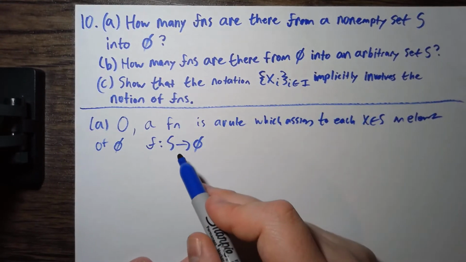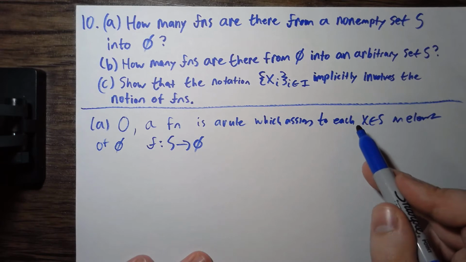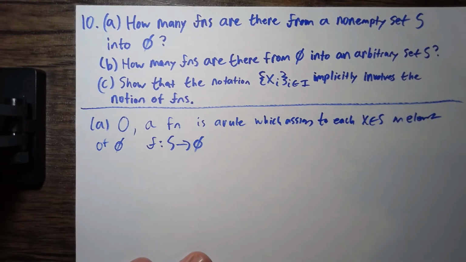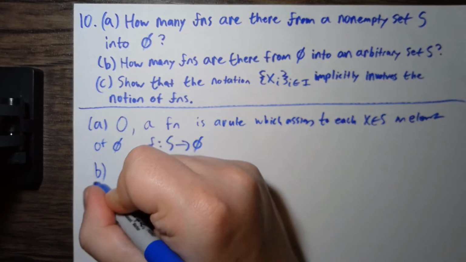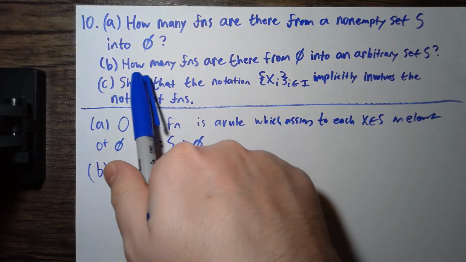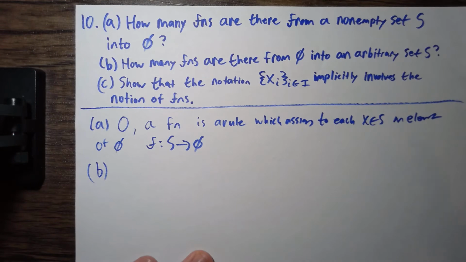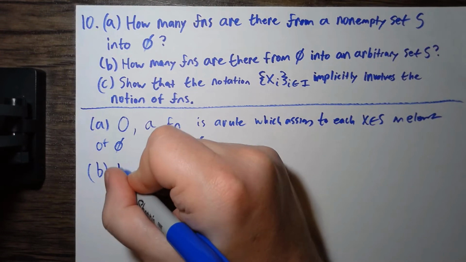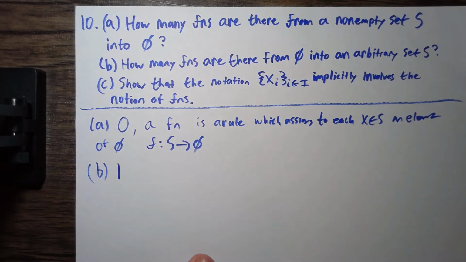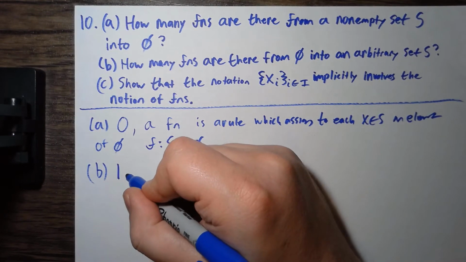And we use the fact that S is non-empty here to say that there has to be some x in S. Otherwise, we have this vacuous case, which is in part B. So how many functions are there from the empty set into an arbitrary set S? And here the answer is 1, and it's the empty function.